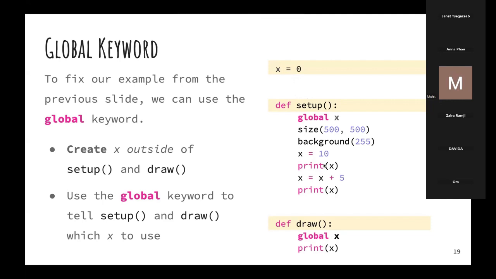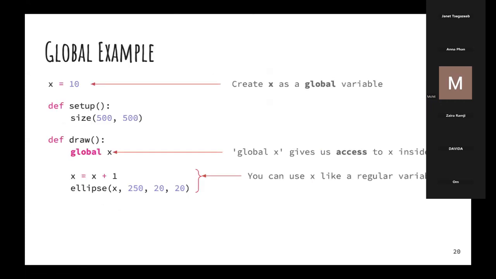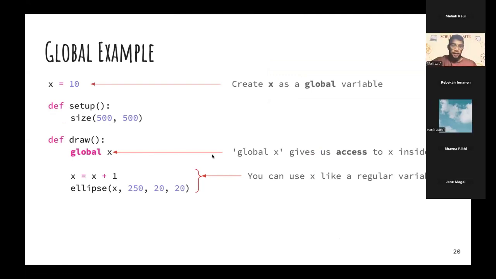And if you make changes to the global variable inside of your function, it would also impact the variable outside of the function. Here, we've created x outside of setup and draw, and then we use the global keyword to tell setup and draw which x they should use. So here is an example of the global variable. We've created x as a global variable, and very similar to the last example, we've set up our window size.